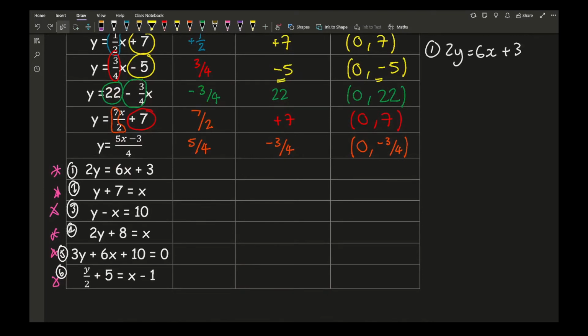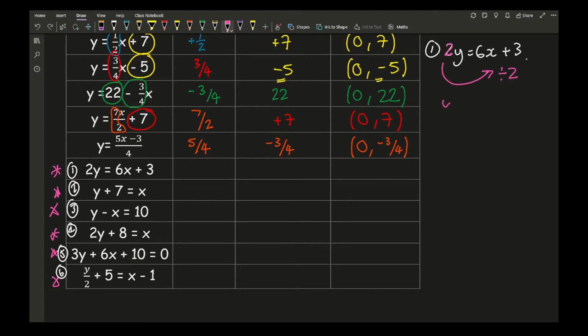Now, as I said, what you want to do is just get y by itself. You want y equals. You don't want 2y, you want y equals. So I need to get rid of this 2. So you ask yourself, how do I get rid of that 2? Well, what's the 2 doing? It's multiplying. So to get rid of that 2, what I need to do is divide by 2. So take it to the side and do the opposite.